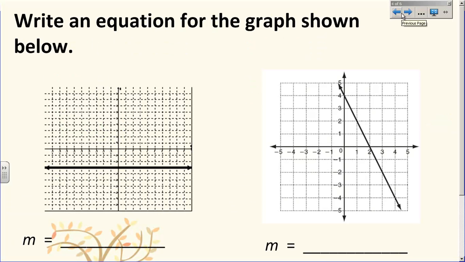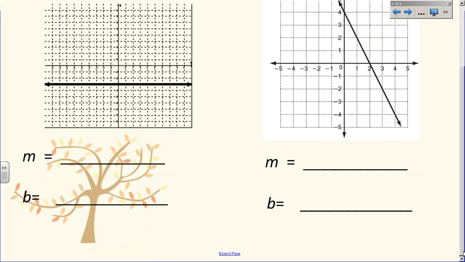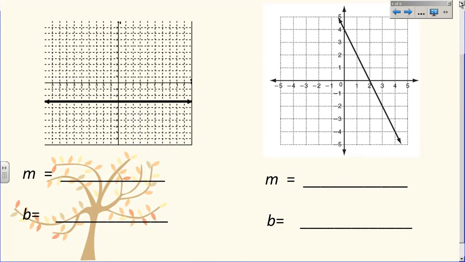Now I have two graphs, and we want to write an equation for this graph. In order to write an equation, I have to find the slope of the line and the y-intercept of the line, because those are the two things I need for slope-intercept form. This first graph is a graph of a horizontal line. All horizontal lines, if you will remember, we've talked about this for a long time, have 0 slope. So the slope of this line is just going to be 0.